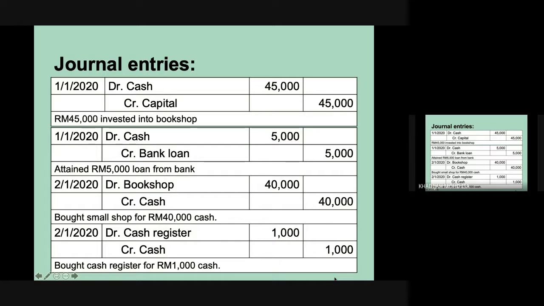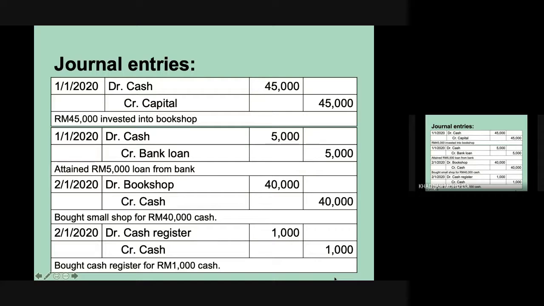So how do you decide whether it's debit or credit? First, you have to identify whether it is an asset, a liability or equity. If an asset, is it an increase or decrease? Right? If increase, then debit. If decrease, it is a credit. But for liability and equity, if it's an increase, credit. Decrease is a debit.